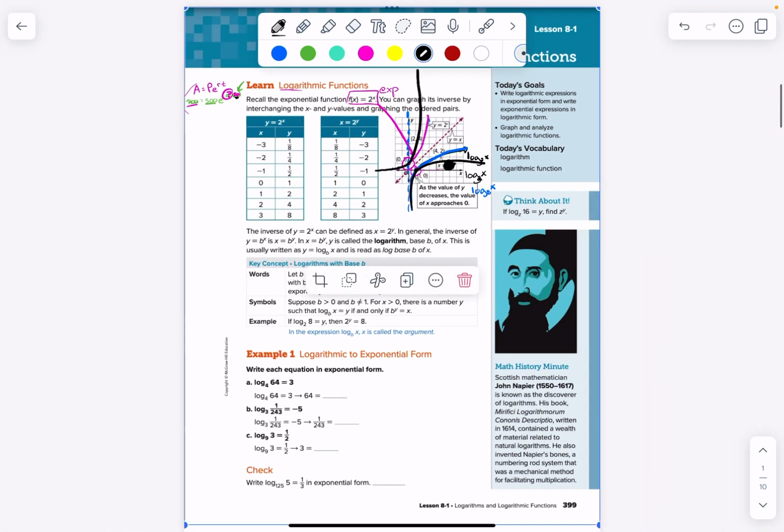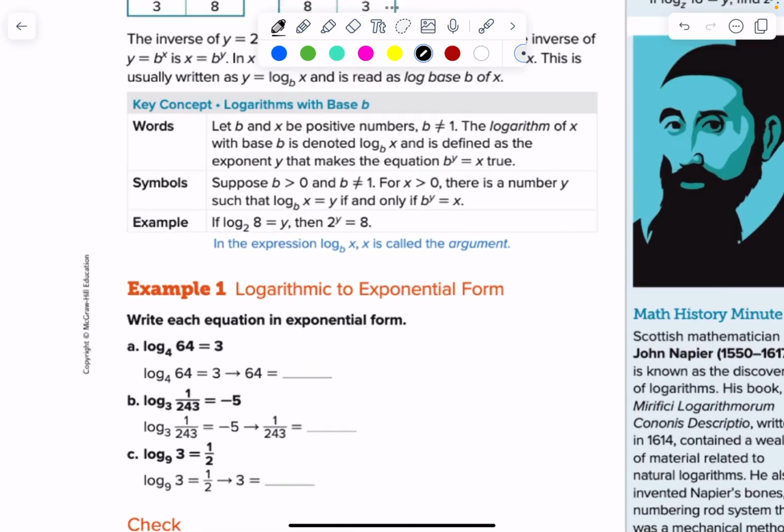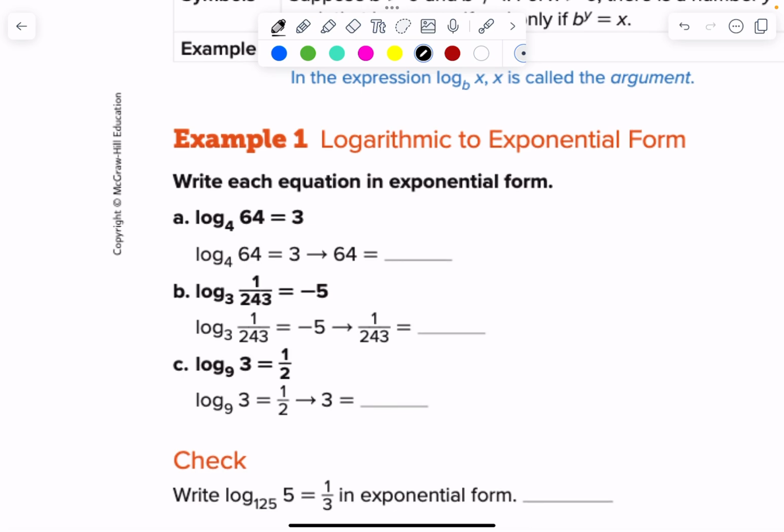Let's talk about the conversion. This is the fun part. Okay. I hate doing this. Okay. Example 1. This is converting between a log and an exponential function.